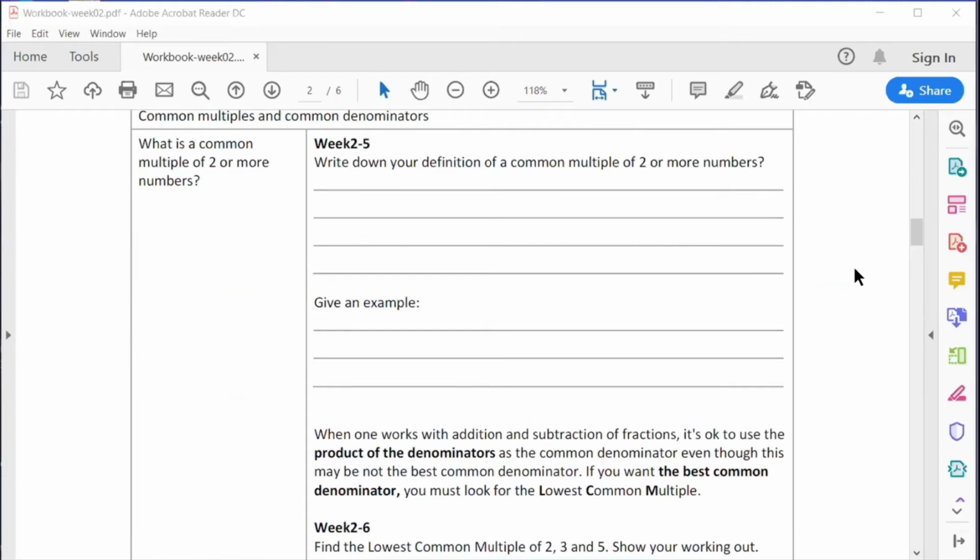Write down your definition of a common multiple of two numbers. Now, the reason why I want you to practice this is because I want you to be able to communicate. If you are in a classroom and you talk to other people, or maybe you try to explain something to a younger brother or sister, how are you going to explain? What is your definition of a common multiple of two or more numbers? All right, write it down and then we will check.